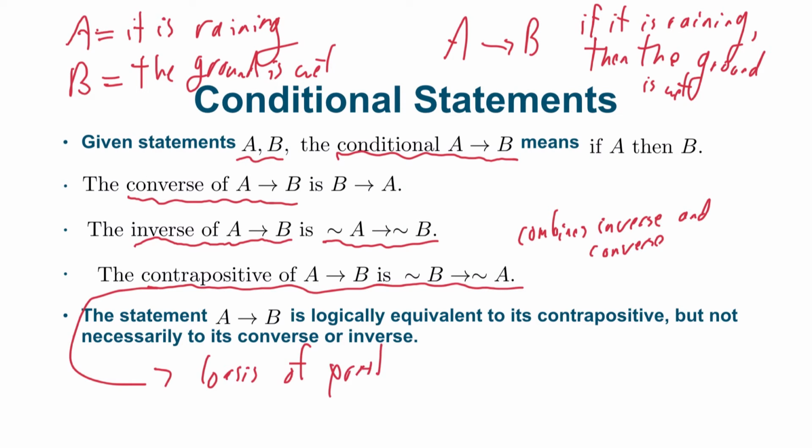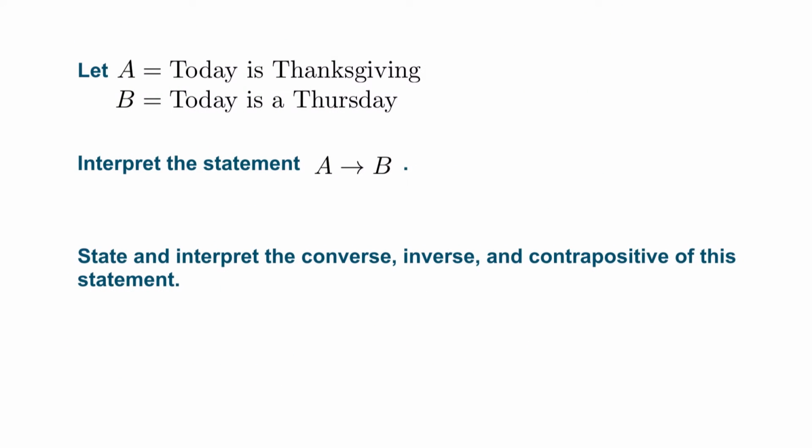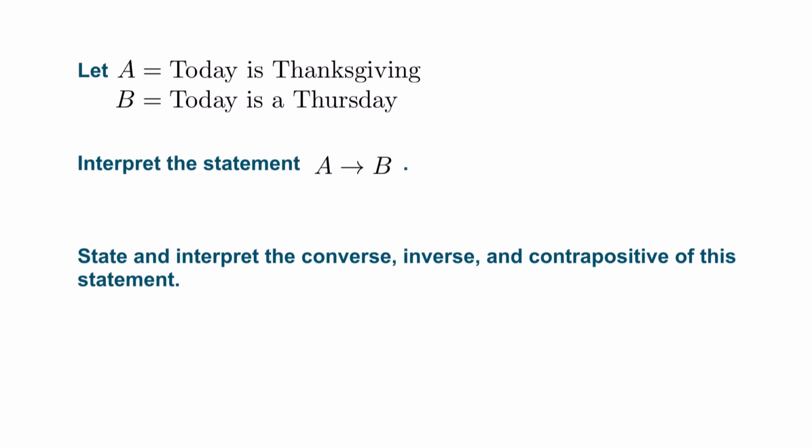Which is an important theoretical mathematical technique. Okay, so let's look at a specific example. Statement A is, today is Thanksgiving. Statement B is, today is a Thursday. What we'll do is we'll try to interpret the statement A implies B, and then we'll also state the converse, inverse, and contrapositive of this.